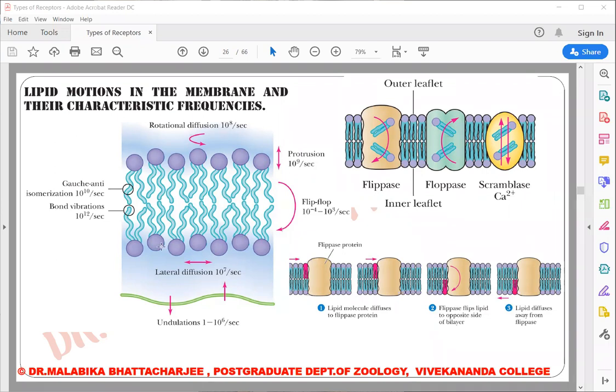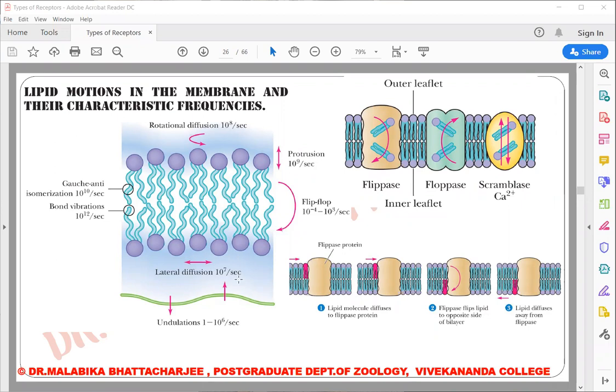As you can see, the flip-flop movement, you can see the motions per second: 10 to the power minus 4 to 10 to the power minus 3 per second. Then we have the rotational diffusion movement. Keeping the head constant, the tails can move, it has been shown. So there is certain rotational diffusion movement observed in the bilayer. And as I said again and again, given the fluid nature of the membrane, the lipid molecules can move laterally. So there is a lateral diffusion movement in the membrane.